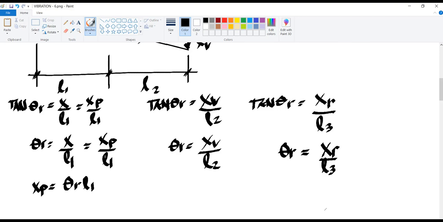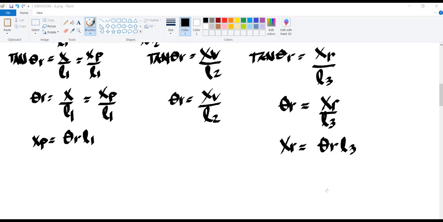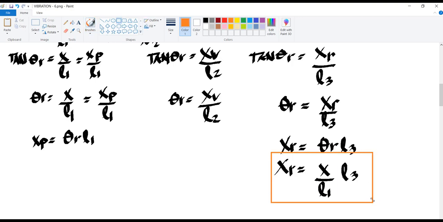Or we can rewrite our equation, theta r is equal to xr divided by L3, and can be rewritten as xr equals theta r times L3, where the value of theta r will be x by L sub 1, times L sub 3. Okay. We'll be using this equation now, so I'm going to box it for current use. Then we have x sub bulb.